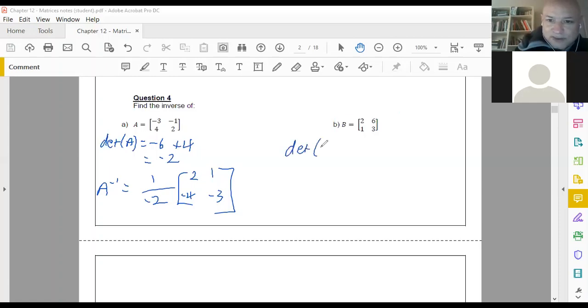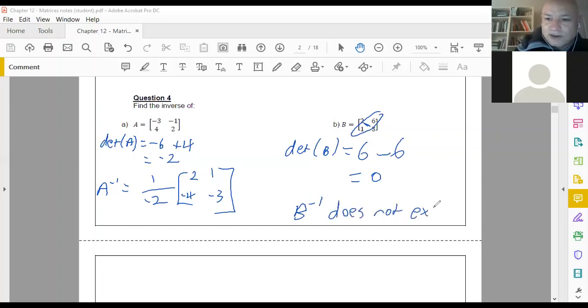The determinant of B. 2 times 3, 6, minus 6 times 1, 6, 6 minus 6, 0. Inverse of B does not exist. We cannot find it because it equals 0, since the determinant of B equals 0. Any questions on that one? No. Okay, I can clear this.